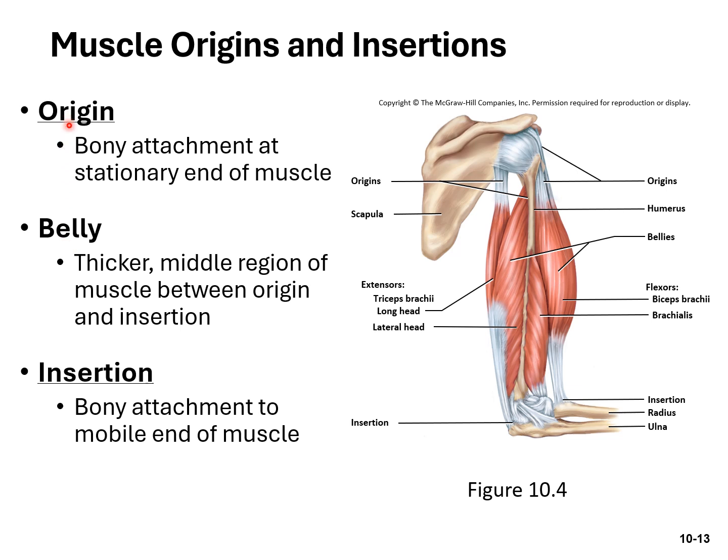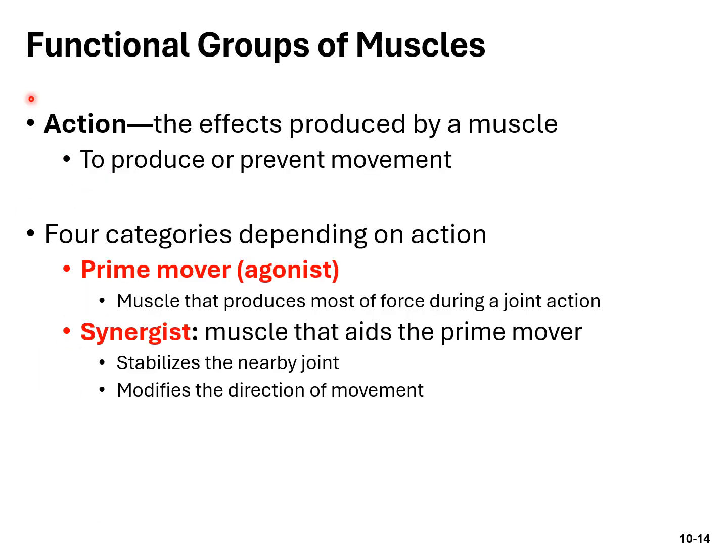The origin is going to be the attachment or the stationary end of the muscle. The belly is going to be the actual contracting part of the muscle, and the insertion is where the muscle is going to go in. If you think about it, the origin usually sits still. The belly brings the insertion closer to the origin. In this system, that's going to be the action. When you move the insertion closer to the origin, it's going to produce or prevent a movement.